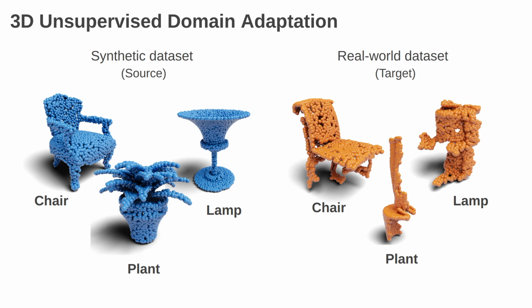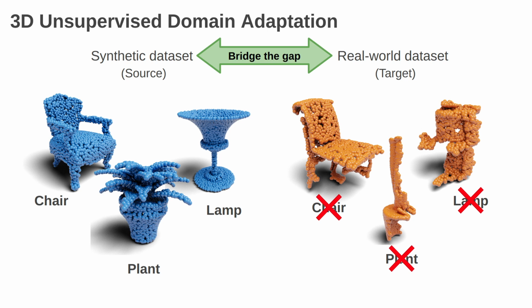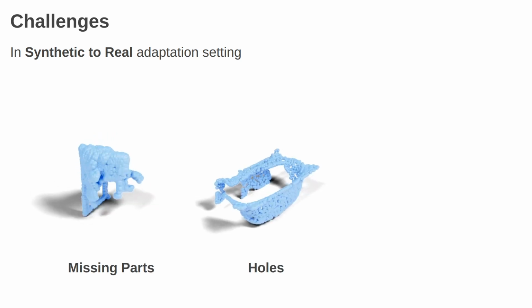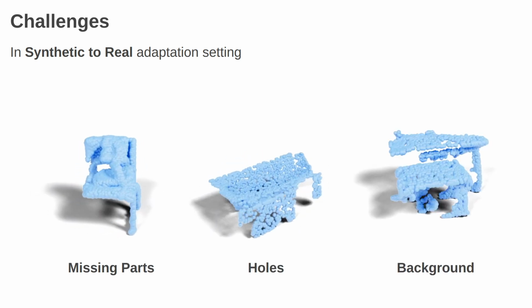In the unsupervised domain adaptation setting, given source and target data with only source labels, the task is to do well on the target data, thus bridging the gap between both the domains. In the synthetic to real-world setting, the task of UDA is challenging as the real-world data often has many problems like missing parts, severe holes, or even backgrounds in the input scan.